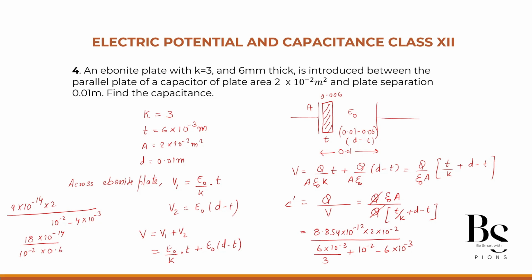So let's multiply here with 0.6. Let's remove this. 1 of the 10 goes up. 6 threes are 18. So approximately 3 into 10 to the power minus 11 farad. That will be the new capacitance of this capacitor because of the dielectric.